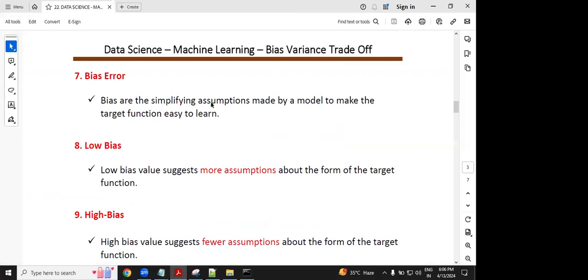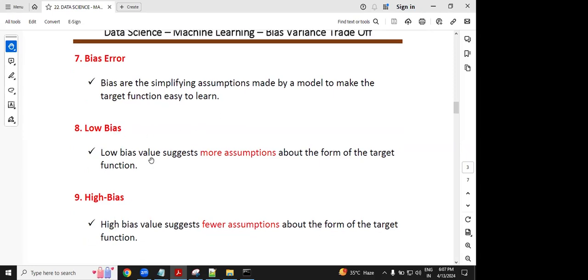Bias is the simplifying assumptions made by the model to make the target function easy to learn. Conclusion of the story: ultimately every ML model will try to do a good prediction. To do the good prediction, in the backend there is a target function. For that target function, it will start feeding all assumptions: assumption number 1 is like this, assumption number 2 is like this, assumption number 3 is like this. Low bias value suggests more assumptions.